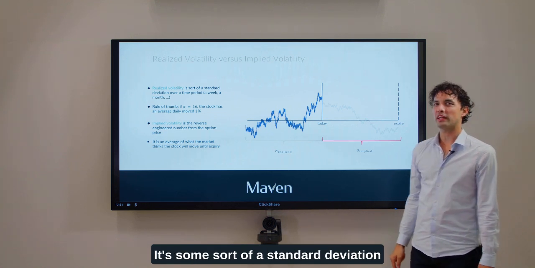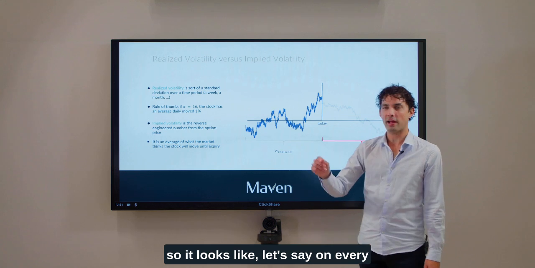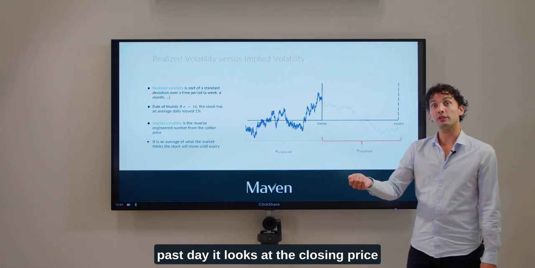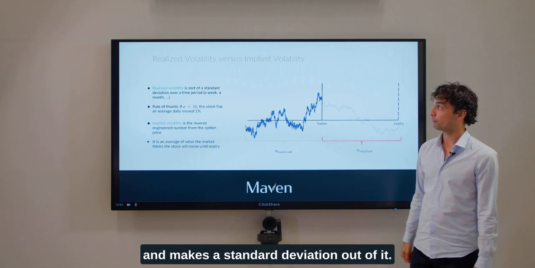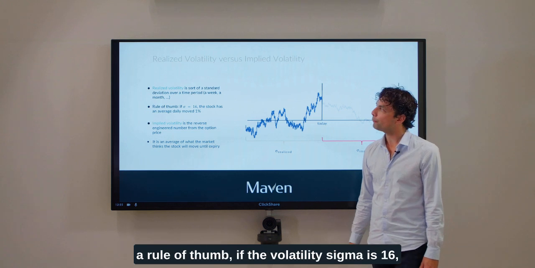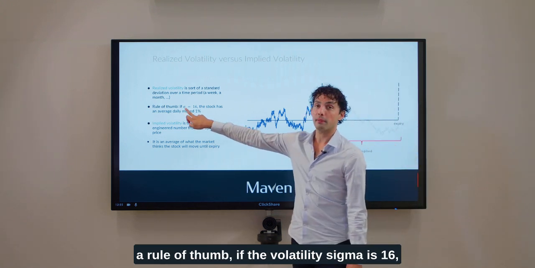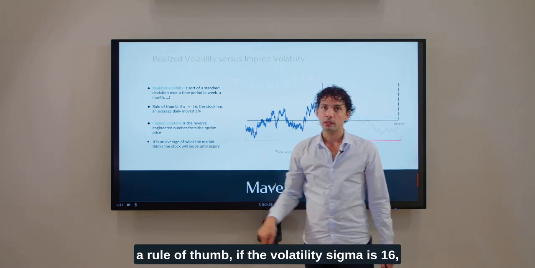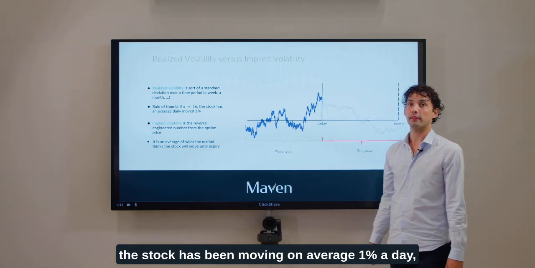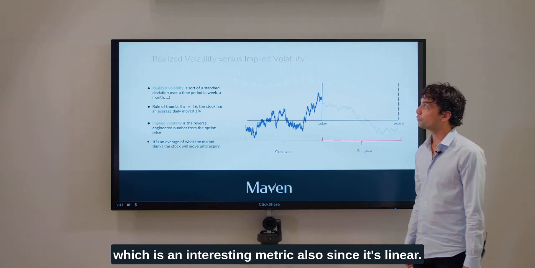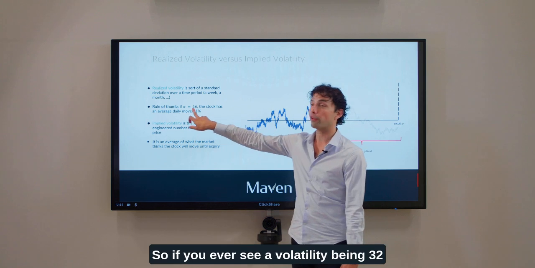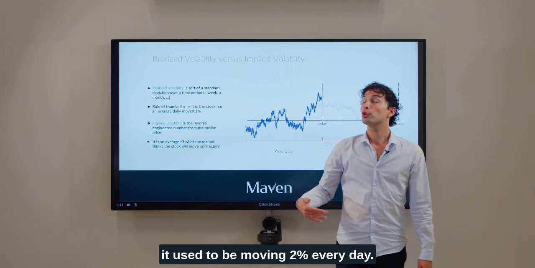It's some sort of a standard deviation. So it looks at, let's say, the closing price on every past day and makes a standard deviation out of it. Well, it's not required to know all the details, but as a rule of thumb, if the volatility, sigma, is 16, the stock has been moving on average 1% a day, which is an interesting metric also since it's linear. So if you ever see a volatility being 32, it used to be moving 2% every day.